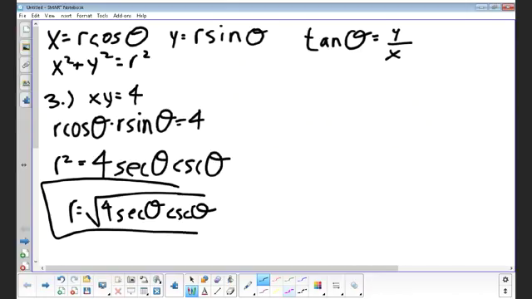Again, relatively straightforward as long as you know your identities. Most of these problems shouldn't give you much trouble as long as we can remember this top portion here.